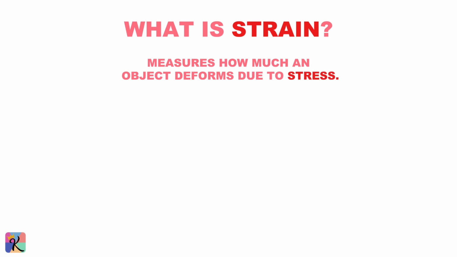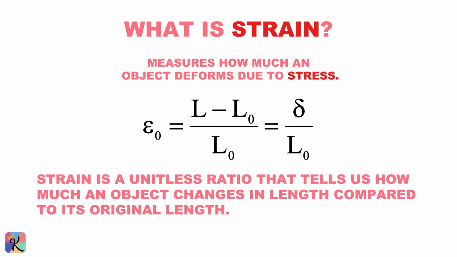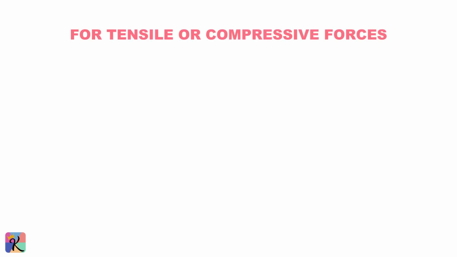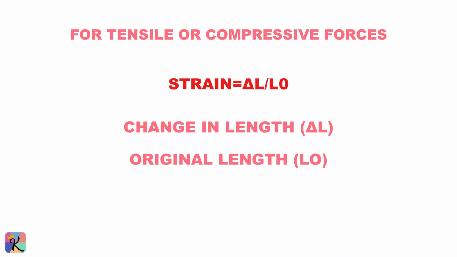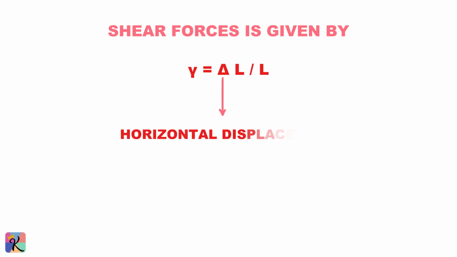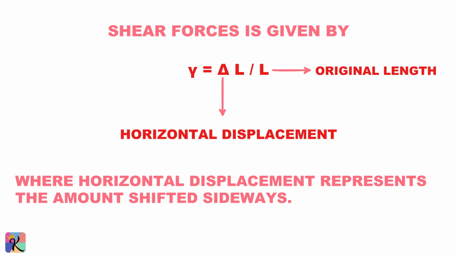What is strain? Strain measures the amount an object deforms due to stress. It is a unitless ratio, indicating how much an object changes in length relative to its original length. For tensile or compressive forces, strain equals the change in length divided by the original length, where change in length represents the amount of length change, and original length is the length before the force was applied. For shear forces, shear strain equals the horizontal displacement divided by the original length, where horizontal displacement represents the amount shifted sideways.